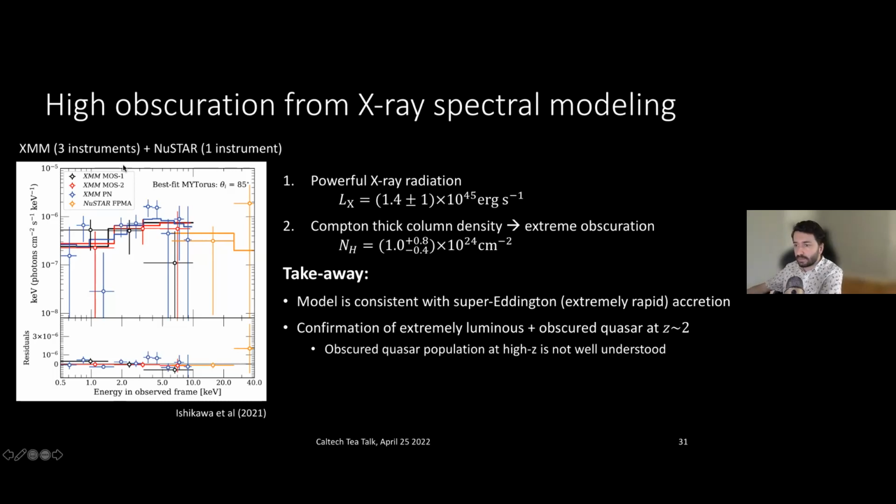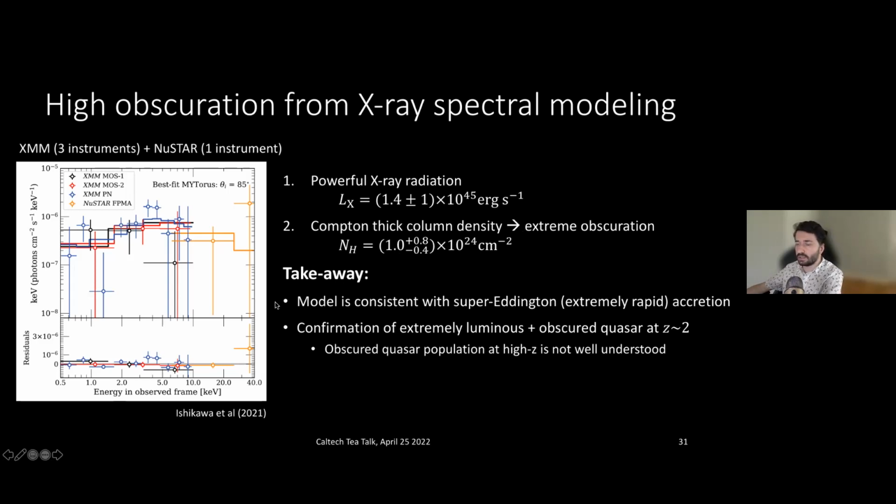And so on the left here, this is a spectrum, if you want to call it, made by combining data from XMM and NuStar. And you can see that we did not detect a whole lot of photons, but that confirmed that these objects are, in fact, almost Compton thick, so very high column densities. But it also confirmed that these are indeed very luminous quasars. I mean, we sort of already knew that from mid-infrared observations, but seeing this also in the X-rays really confirmed that they're both highly obscured and very luminous systems.